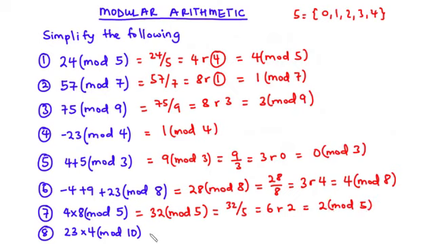Now to the last question, let's multiply 23 by 4. So 23 by 4 gives 92. So we have 92 mod 10. So dividing 92 by 10, that's going to give us 10 times 9 is 90. So we have 9. Remainder 92 minus 90 gives us 2. So we have remainder 2. So this is going to be 2 mod 10.